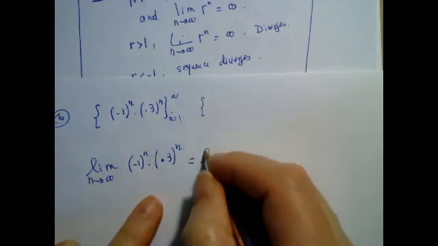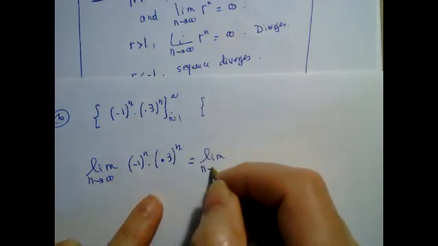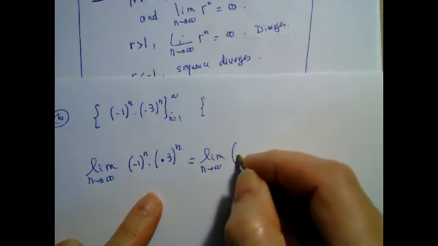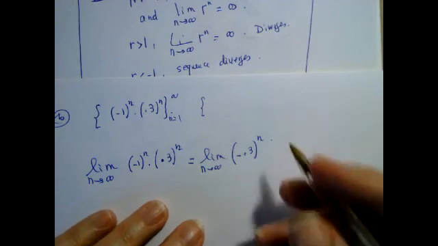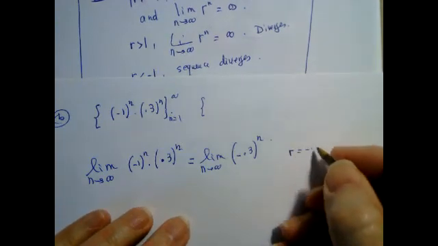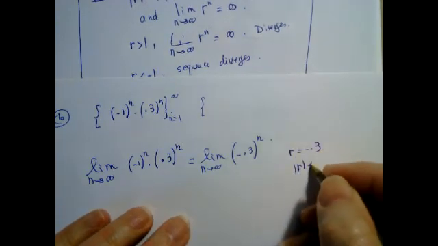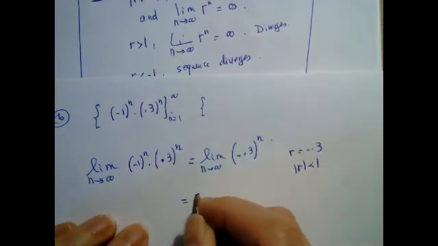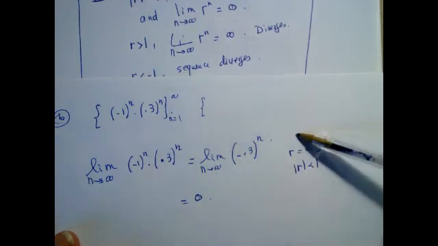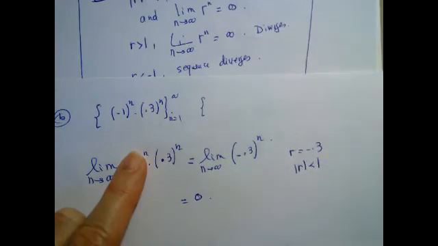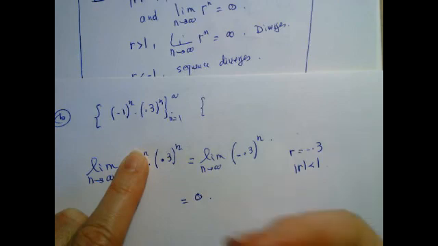Or in another way, you can write this as minus 0.3 to the power n. And here my r is minus 0.3, which means its absolute value is less than 1. So this limit is going to be equal to 0. Okay, so (-1) to the n makes it go up and down, but the terms are heading towards 0 because 0.3 is a number less than 1. When you take it to a larger power, the numbers actually shrink because it's less than 1.